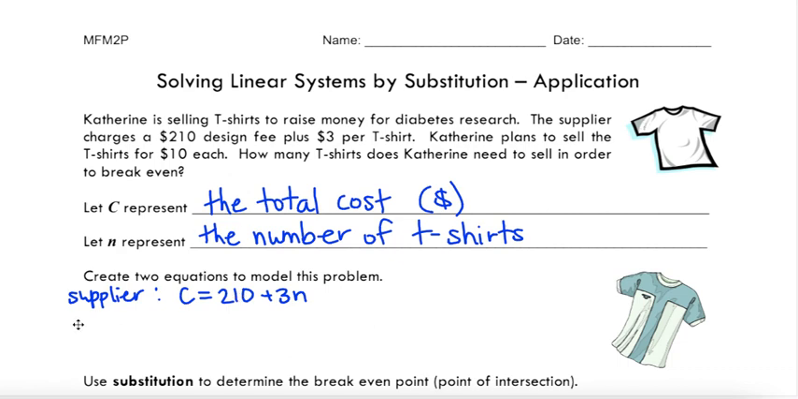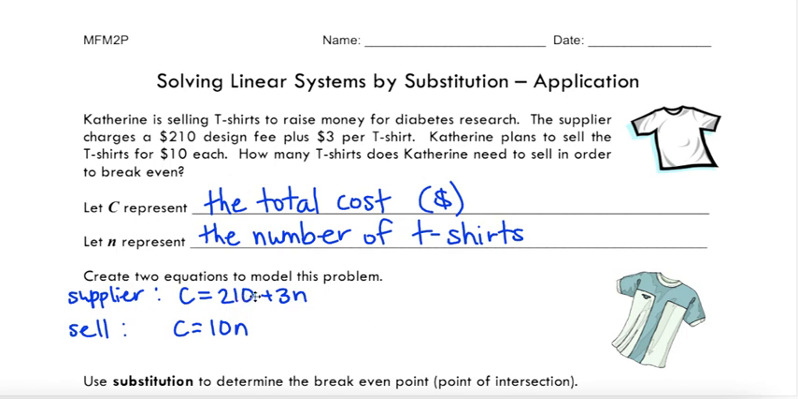Now we need to come up with an equation for how much she's going to make when she sells the t-shirts. We know that she plans to sell the t-shirts for $10 each, so the total would be $10 per t-shirt, so $10 times N. Those are the two equations that we have.